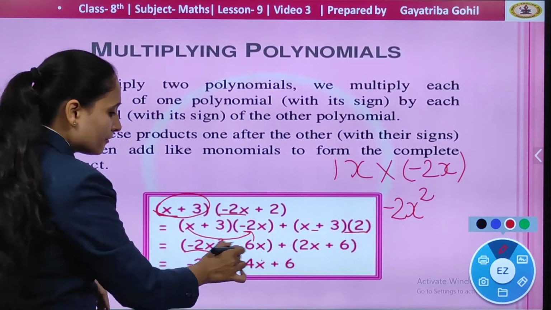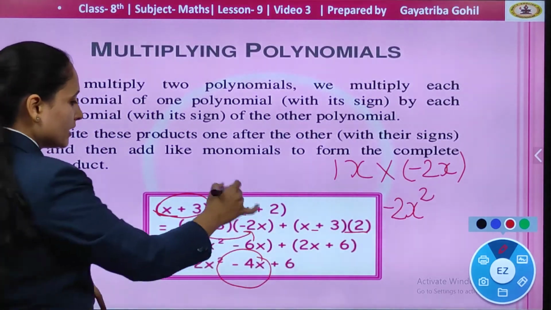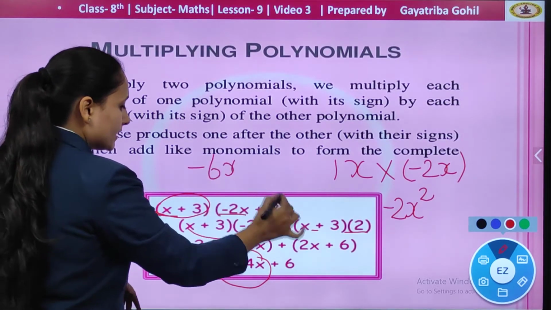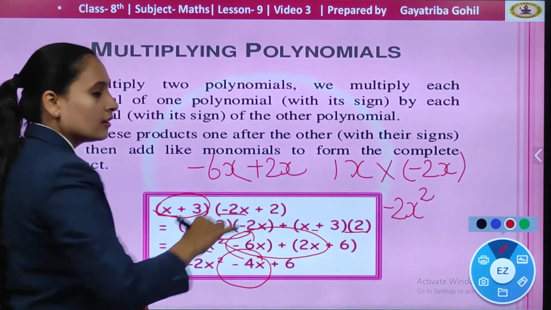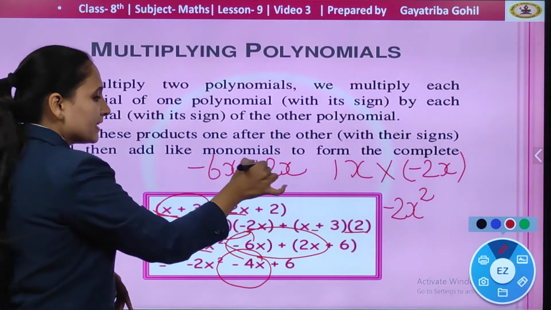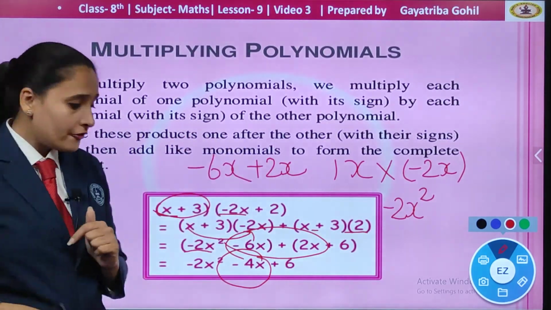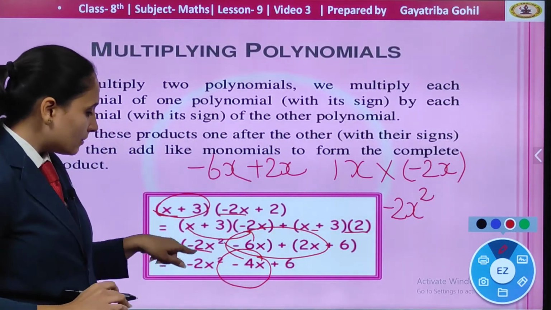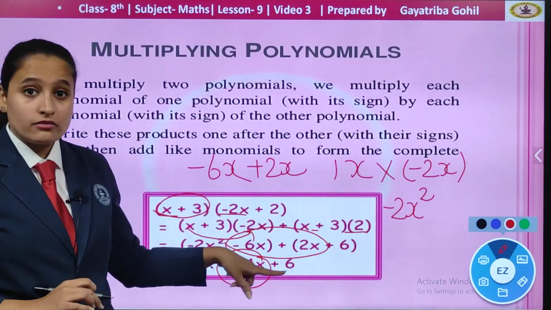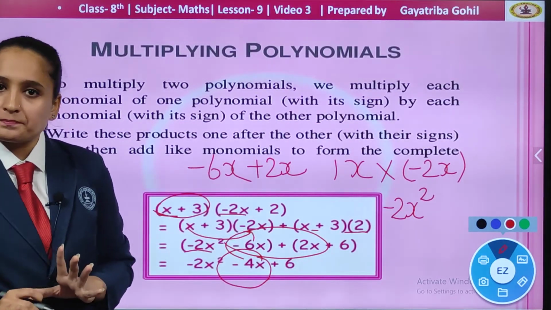Where did this 4x come from? When you open the bracket, it will become minus 6x plus 2x. So minus 6 plus 2 will become minus 4, that is where minus 4x came from. So your answer will be minus 2x square minus 4x plus 6, right.